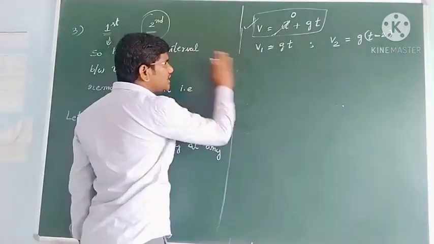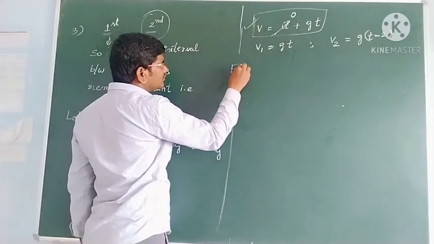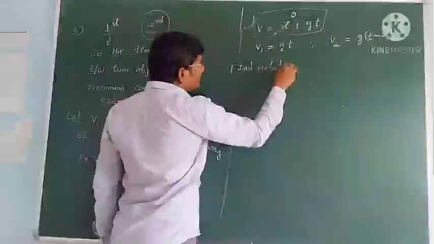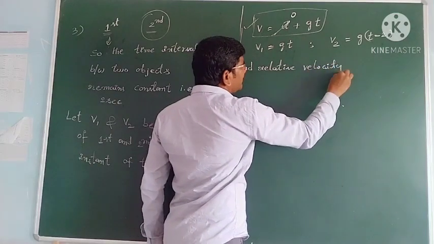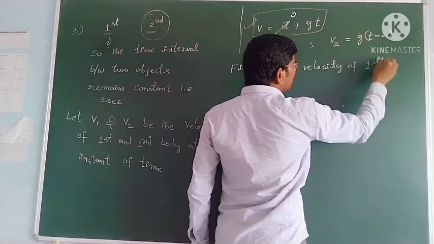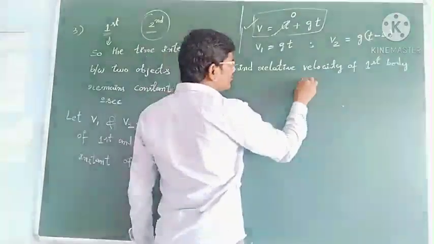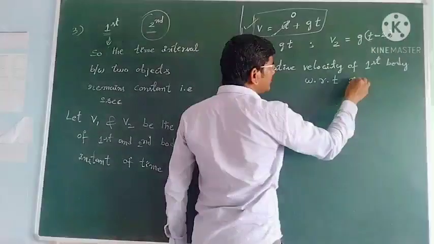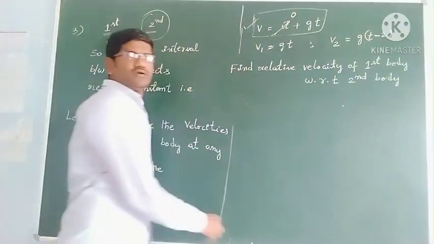Now what the question is: they are asking to find the relative velocity. Find the relative velocity of the first body with respect to the second body. That is the thing we have to find.